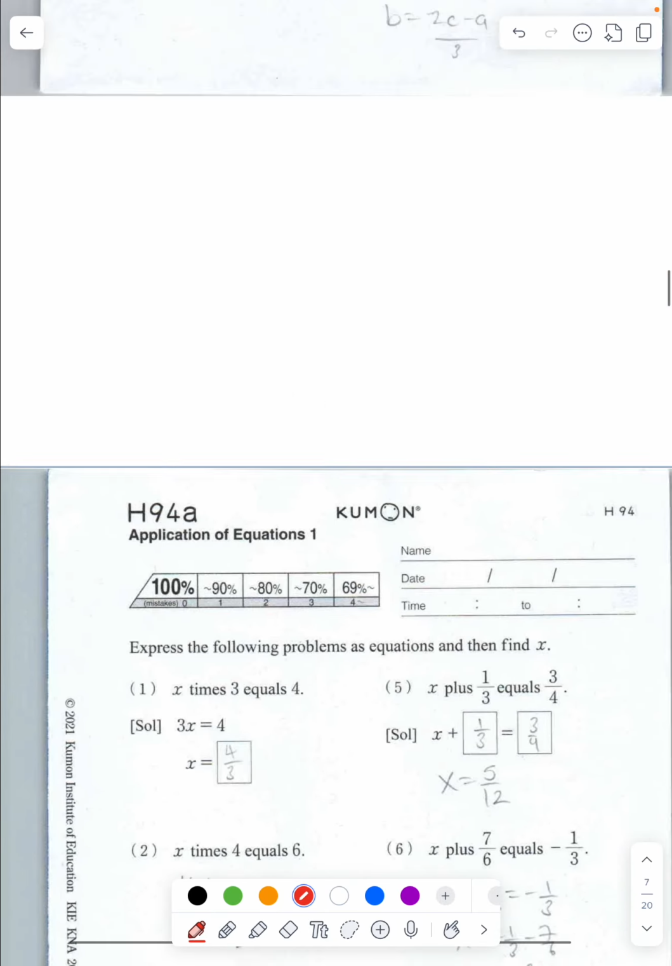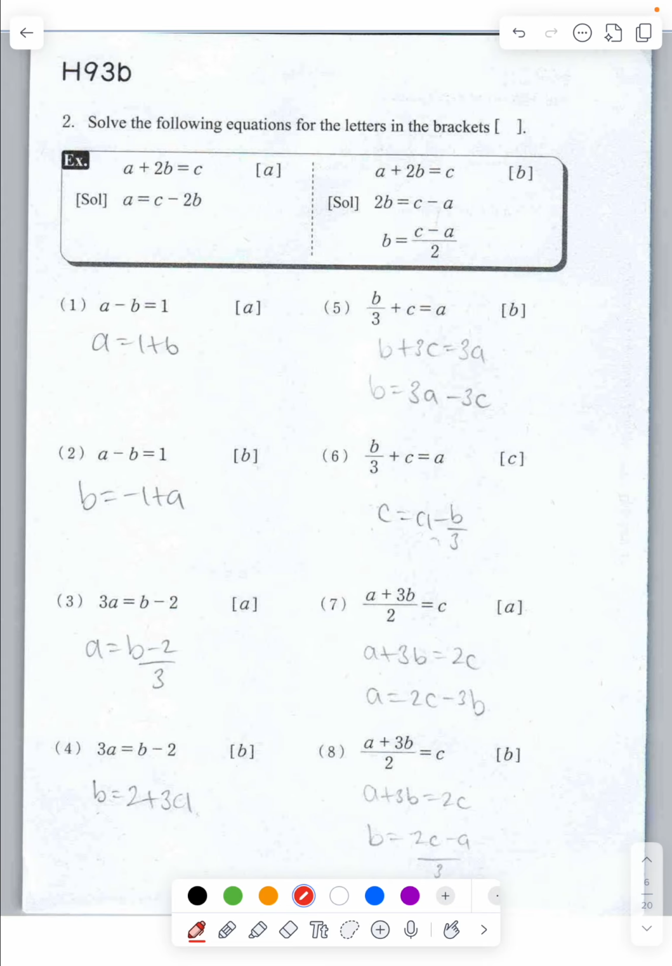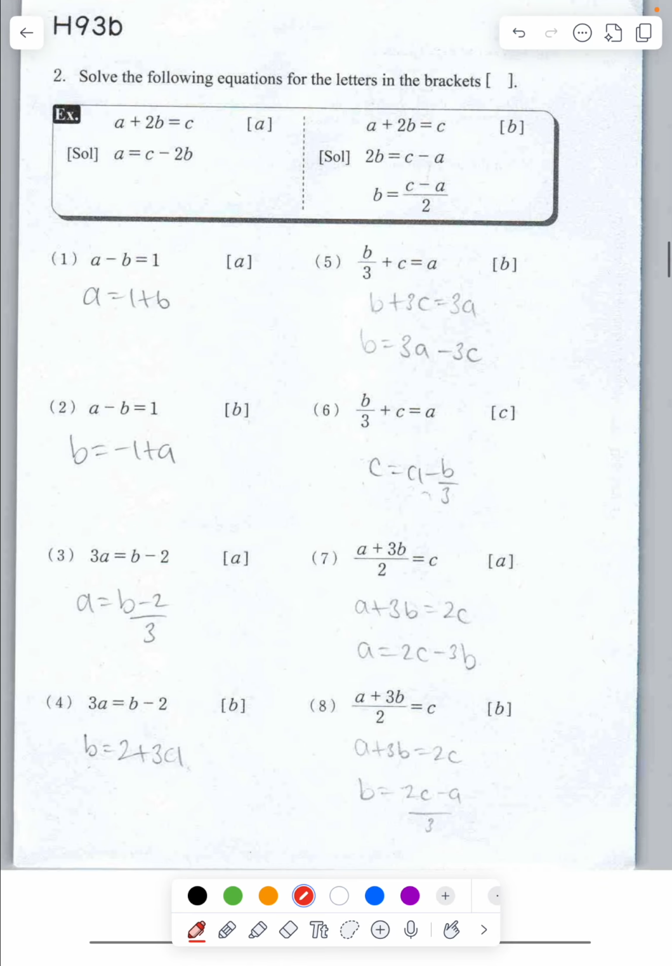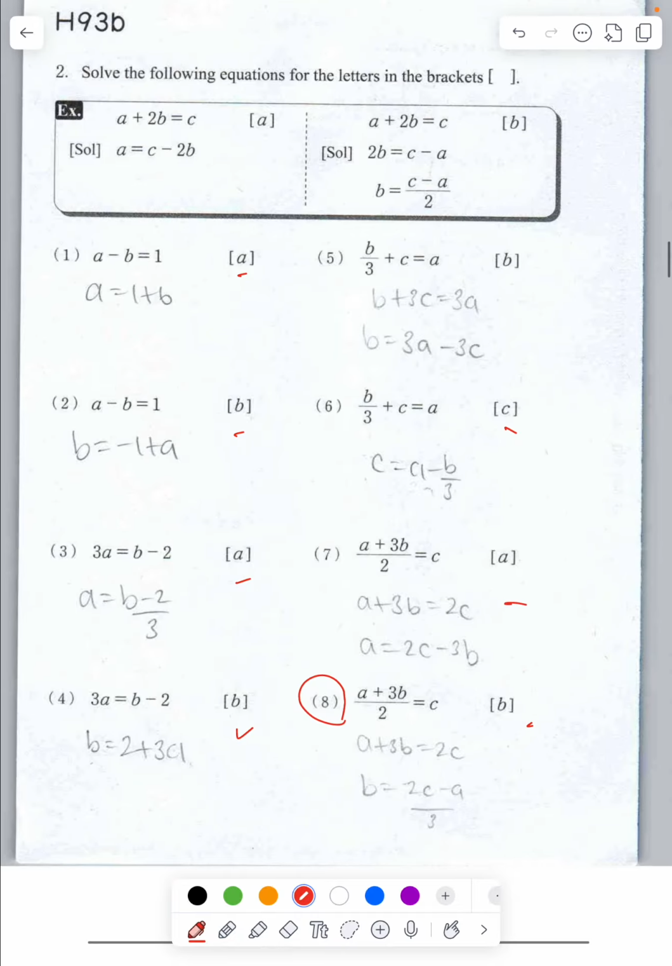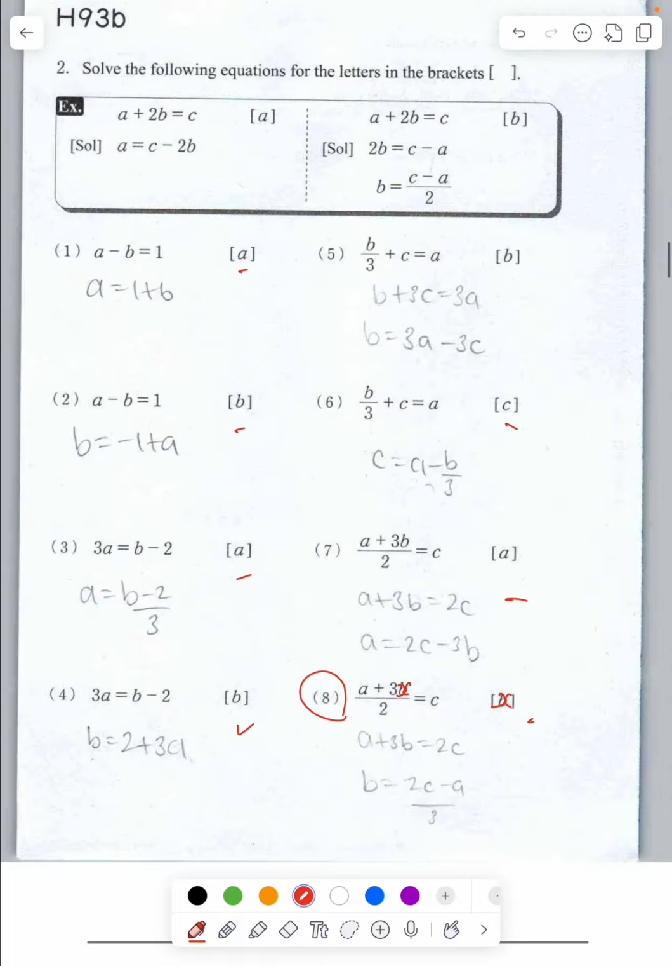93b. Instead of x, we're now dealing with b and a, but the way that we're dealing with it is exactly the same. Right now you see that we put random numbers here, a, b, and c. Can you try question number 8? Remember, whatever is in the bracket is what we are trying to solve. Sometimes I tell my students, if it's asking you for b, just change this to x, which might be better for you to understand. Very good. So you did a plus 3b equals 2c. This step is fine. Next, you're solving for b.